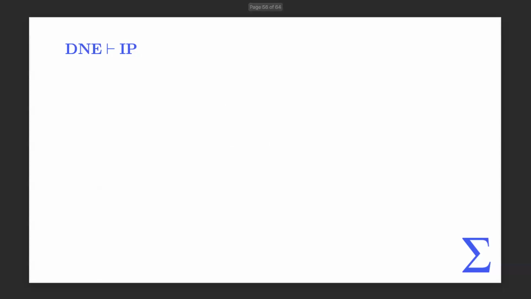The next exercise, double negation elimination implies indirect proof. Do you want to do this one? Leave it as an exercise. Well, the exercise is that you can see the answers on the slides. Oh, that's a big one. You can see the answers on the slides if you want to give them a try. But yeah, any questions?